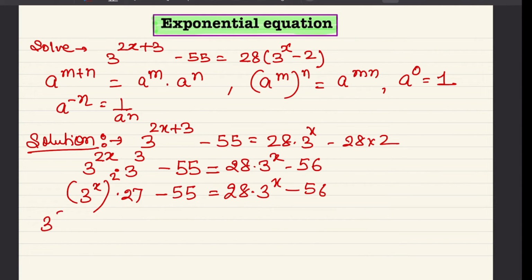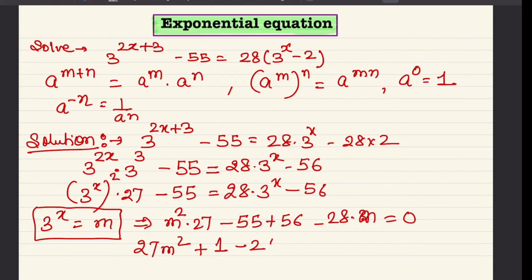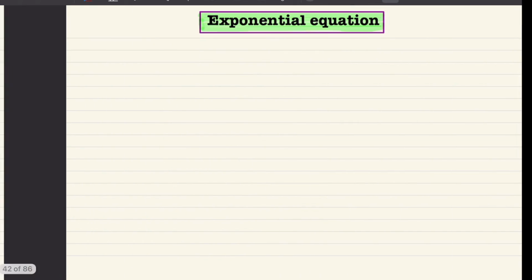Let us substitute 3^x as some variable m. So this equation will become m^2 into 27 minus 55. I will take 56 to this side, minus 28 into m equal to 0. So I'll write 27m^2 plus 1 minus 28m equal to 0. Now this equation, which was exponential initially, has been converted into a quadratic equation. Now we have to solve this quadratic equation.